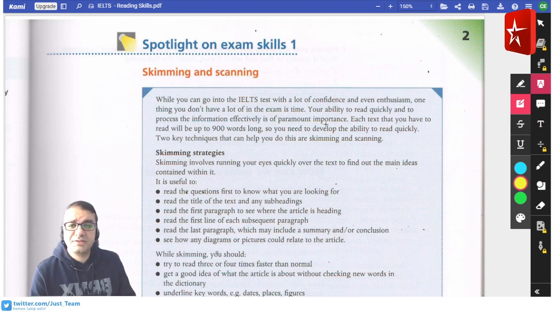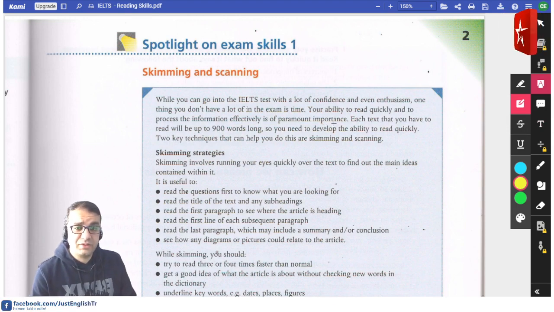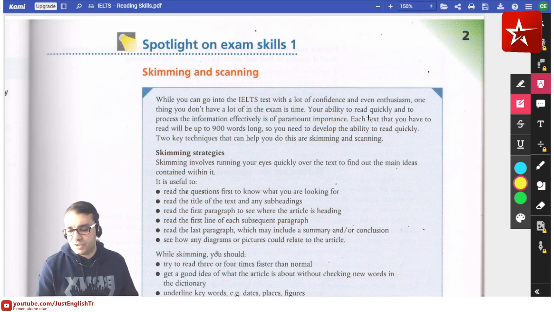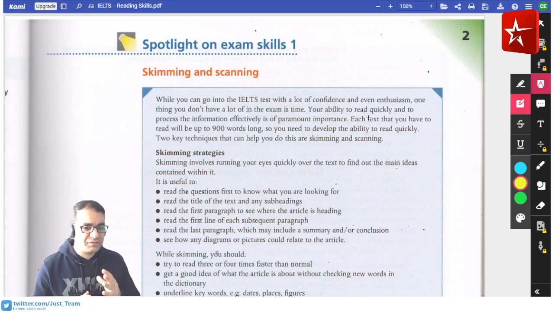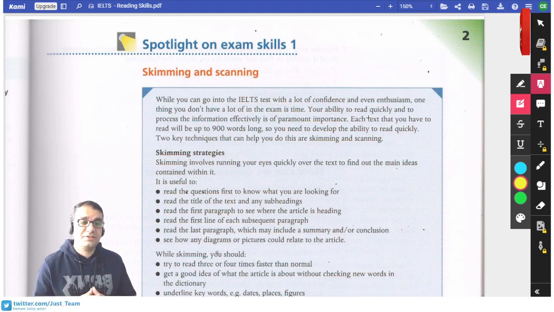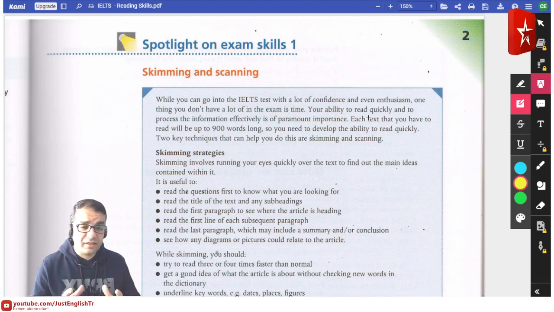As you see, we've got skimming and scanning techniques here, folks. When you go for IELTS, there is a lot of confidence and even enthusiasm. One of the things in the exam is the time, and time is a bit sticky on you. So you need to read quickly, as fast as possible, or rapidly, so that you understand the questions, the text, and the meaning of the text, including words, synonyms, and some details.